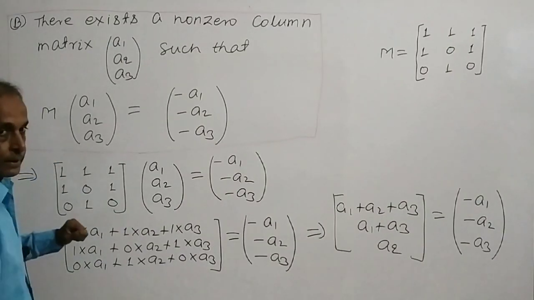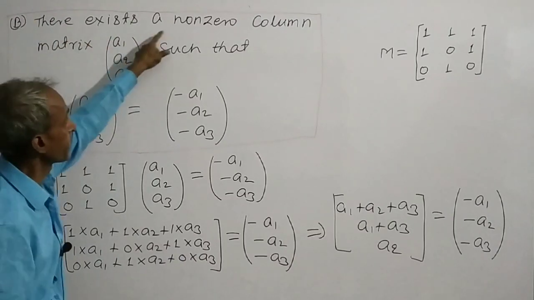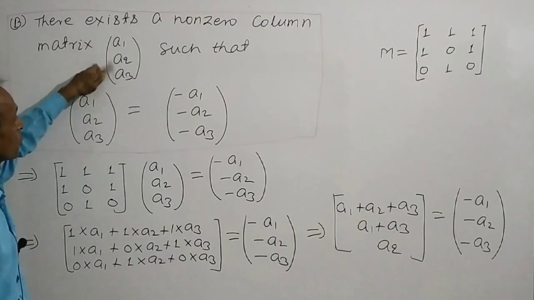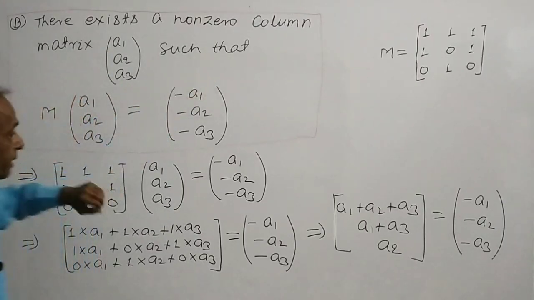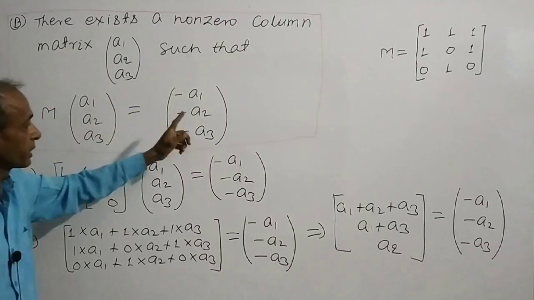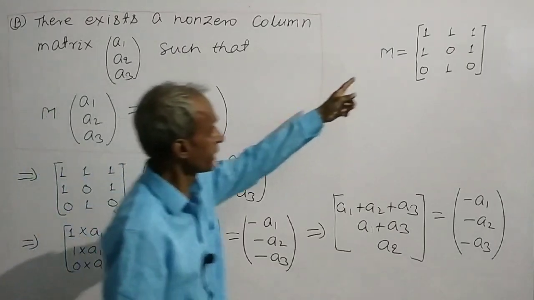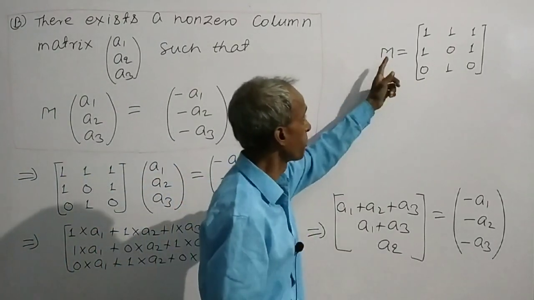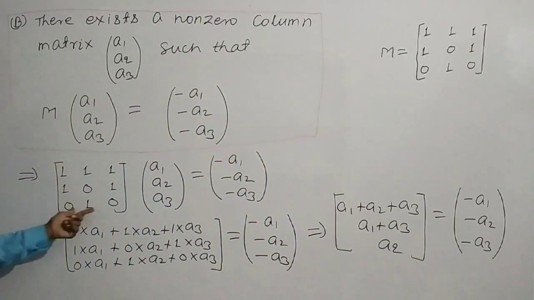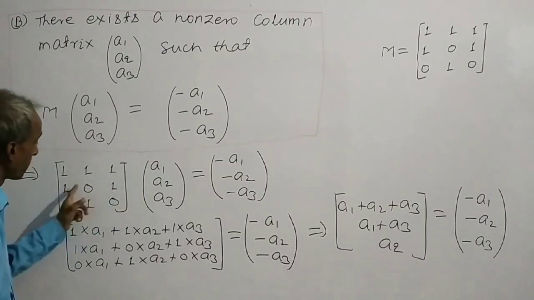In option B, the statement is: there exists a non-zero column matrix [a1, a2, a3] such that M times this matrix is equal to this matrix. But M is this matrix, therefore in place of M we can write this matrix. Now we multiply these two matrices.